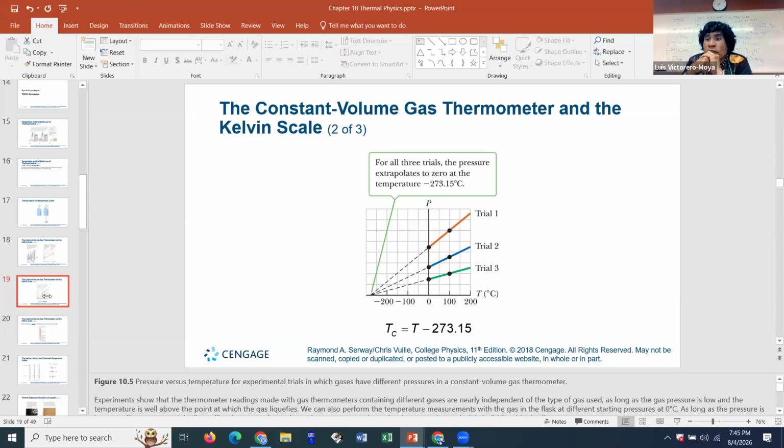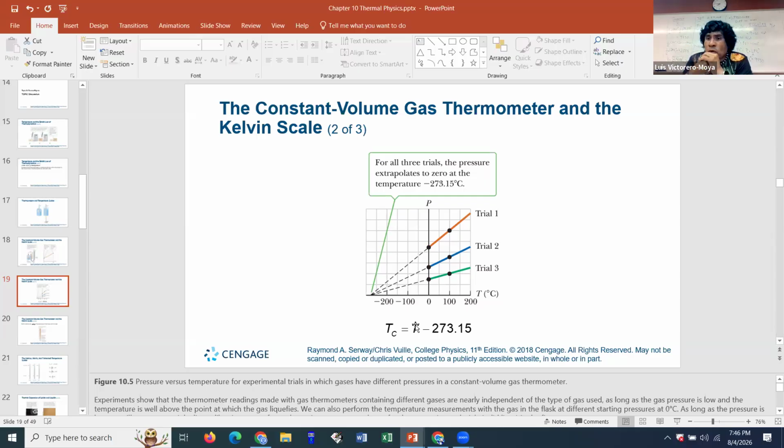So therefore, we define the Kelvin scale. The Kelvin scale is the Celsius scale plus 273.15, because this is Kelvin here. It will be TK. All right. So we use that in gases. In the ideal gas law, we use that. But in daily life, or even in labs, we normally use Celsius, right? So where do we use kelvins? In astronomy. In astronomy, we use kelvins.